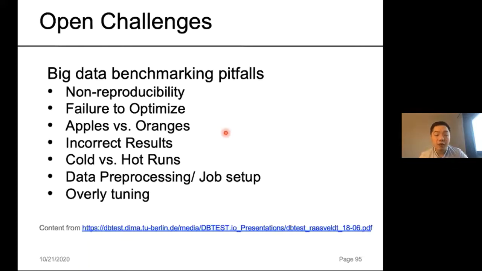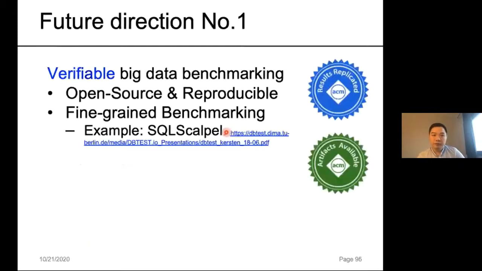And number four is incorrect results. That means the benchmarking results are not valid. And number five, cold versus hot run. Number six, data pre-processing, which has led to unfair results. And the final one is overly tuning.